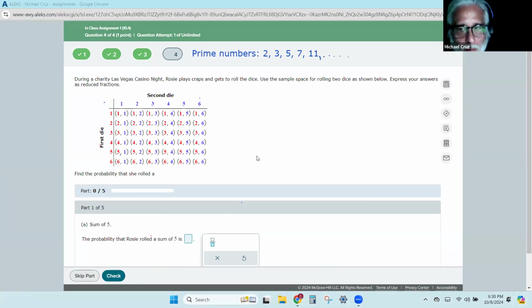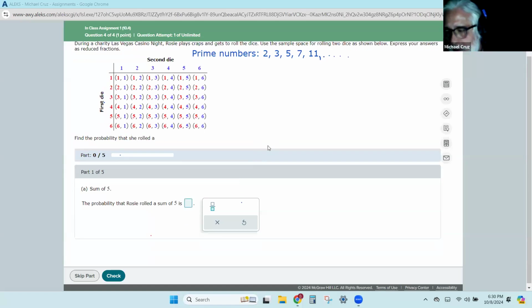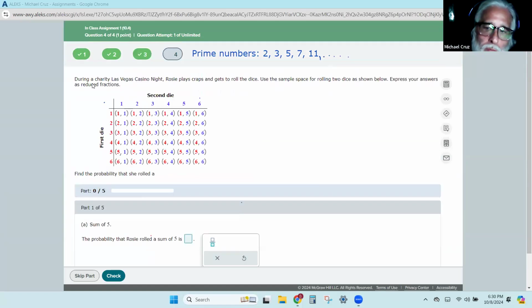All right. So this is the same 36 outcomes that we have for rolling 2 dice. And so we're going to handle these a bit at a time. So we want to find the probability. This is Rosie, and they're having a Las Vegas night, and craps is one of the games. So here's all the possible outcomes with craps because it's 2 dice. So we want to find the probability that Rosie gets a sum of 5. So let's see if we can find those sum of 5s again.